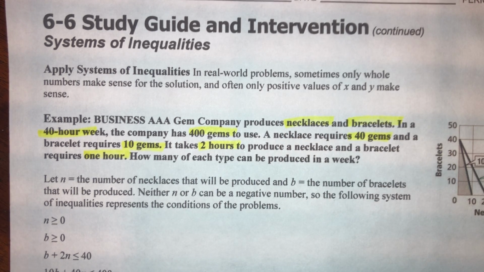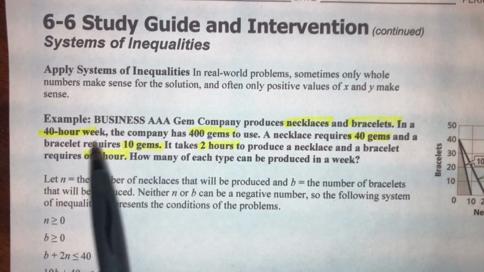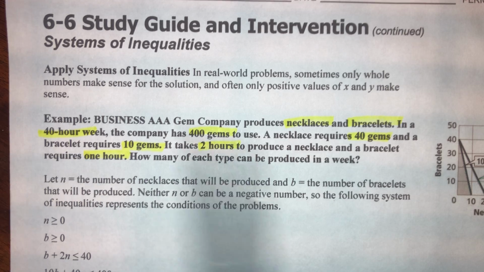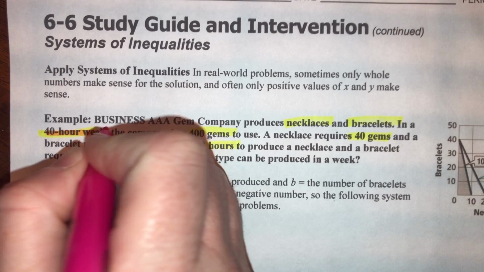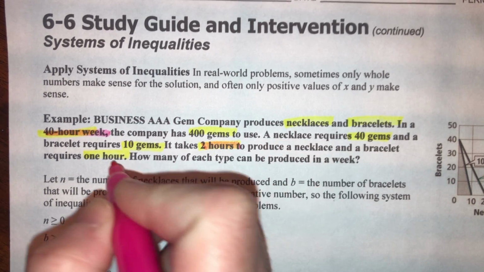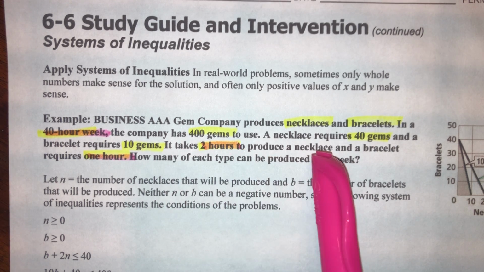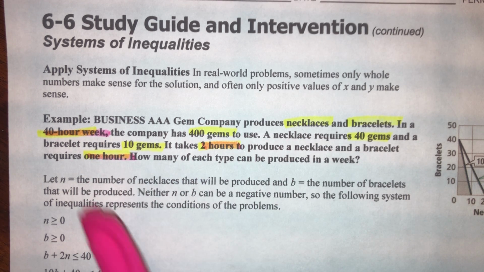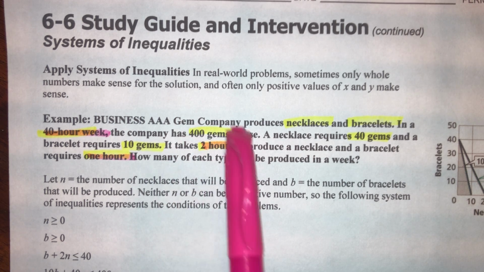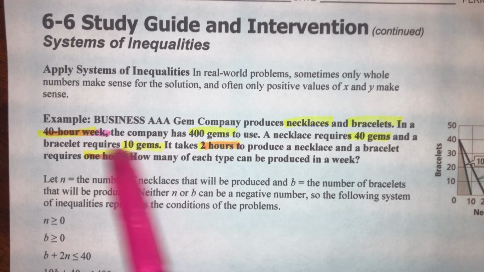So the things I've highlighted, that's what's important, right? We've got two things, necklaces and bracelets. We've got time. We've got a 40-hour work week. And actually, I'm going to highlight the 40-hour work week and the hours, 2 hours and 1 hour, and then in yellow is the gems. Okay, so in a 40-hour work week, it takes 2 hours to make a necklace, and it takes 1 hour to make a bracelet. So you can put all that together. And you have 400 gems to use, and a necklace requires 40 gems, and a bracelet requires 10 gems.